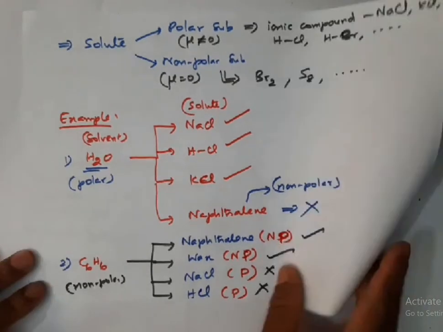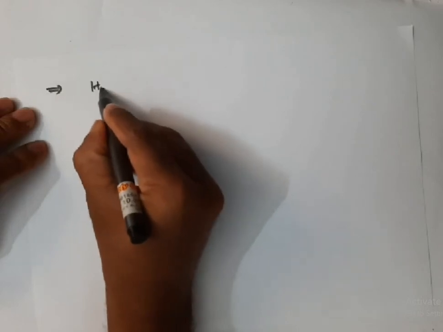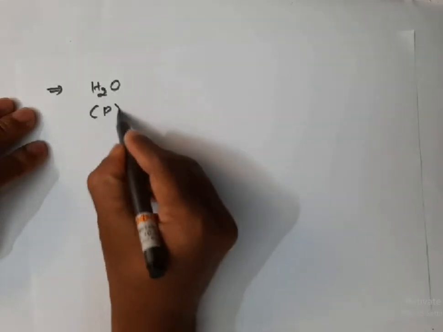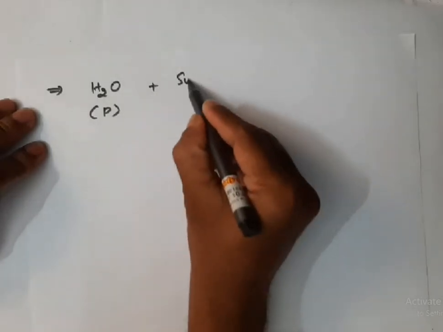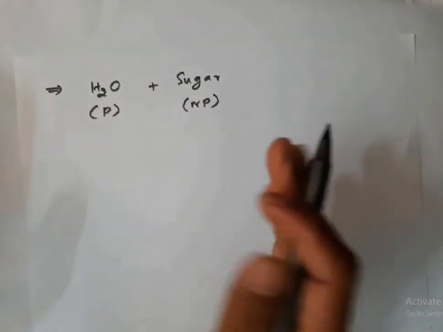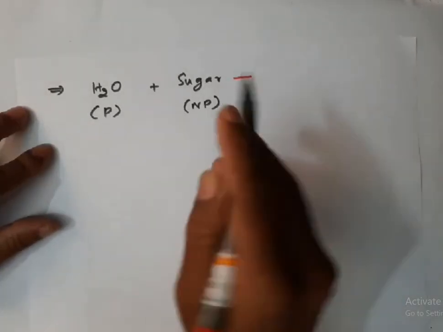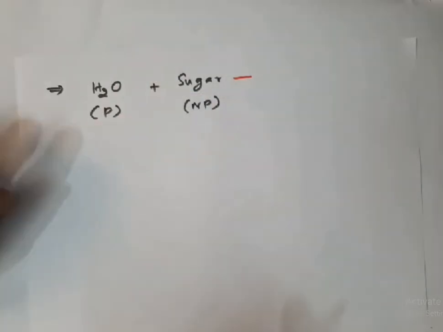Say for example, if you take sugar molecules, I'll take water. So water is my solvent, which is polar. Now I'm going to add sugar. Sugar, on average, is non-polar. Okay, if you take sugar molecules, on average it is non-polar. Now, the question is: is sugar soluble in water or not? Students?